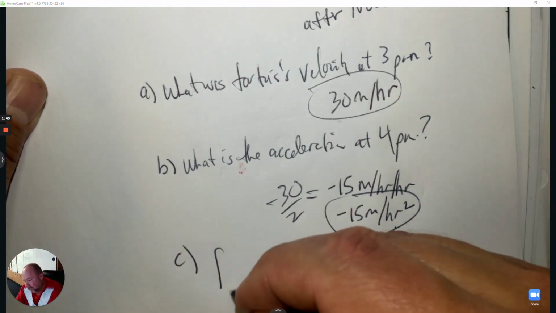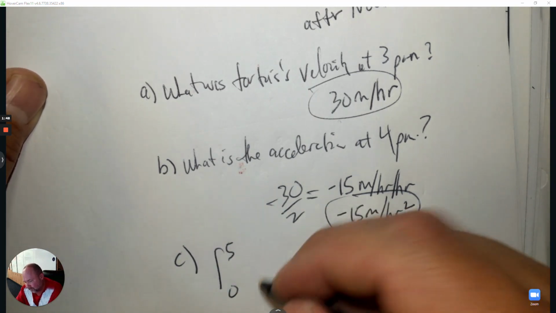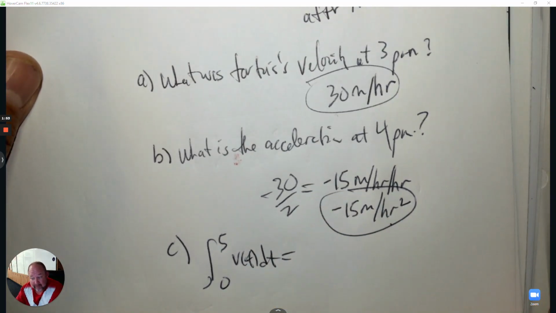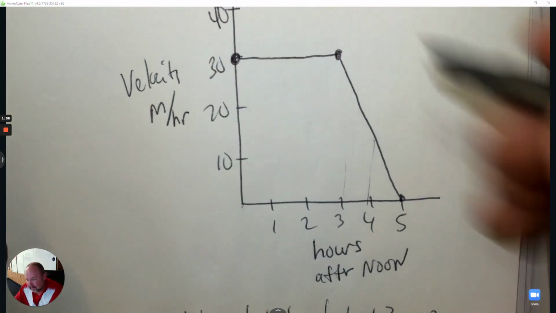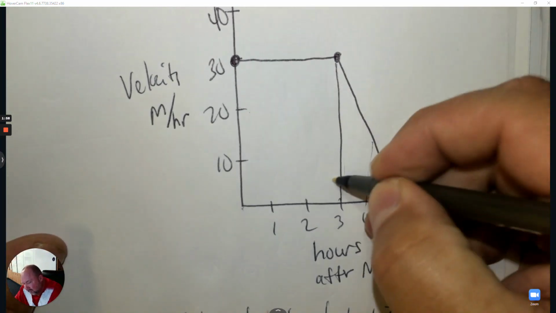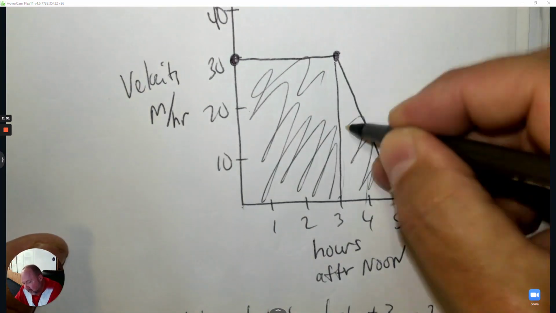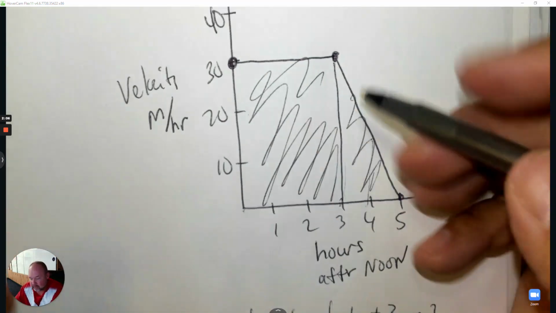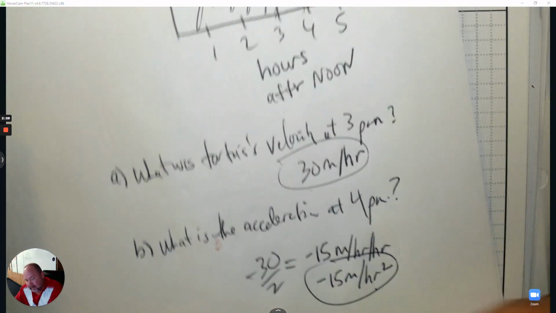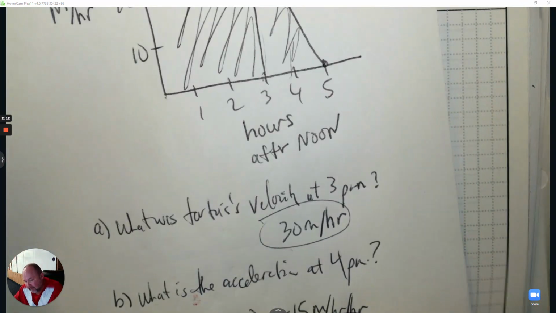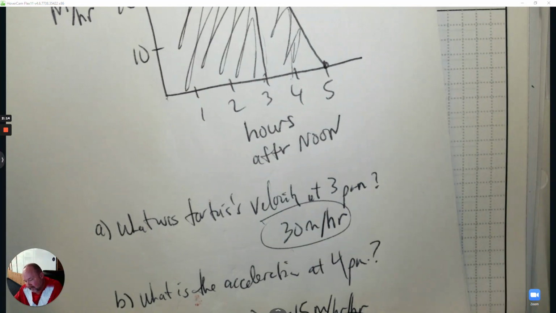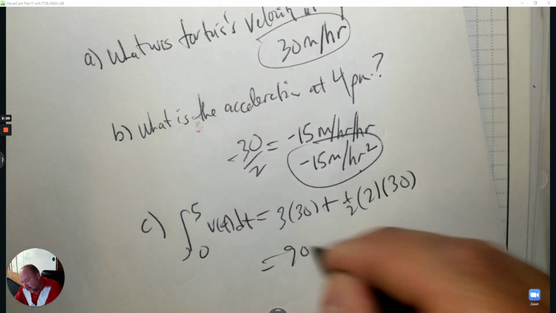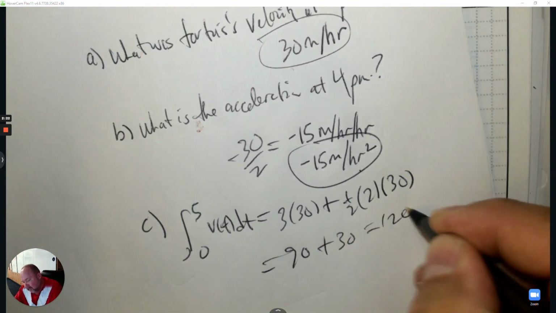If I ask you to integrate the velocity from 0 to 5, what I'm asking for is to find the area. Sometimes you can break it into two groups. I see here's a rectangle and here's a triangle, and I can find each area and add them up. The rectangle is 3 times 30, and the triangle is half the base, which is 2, times the height, which is 30. So that's 90 and 30, and that's 120.